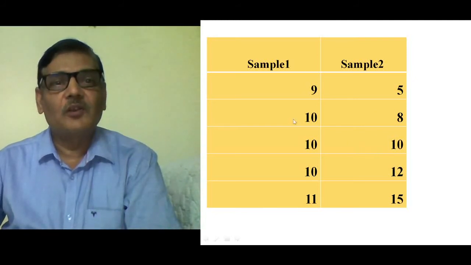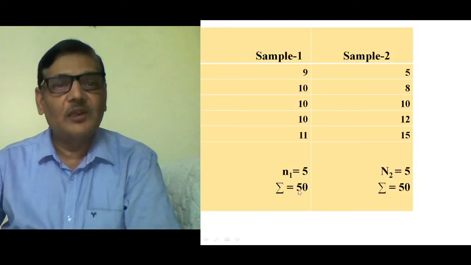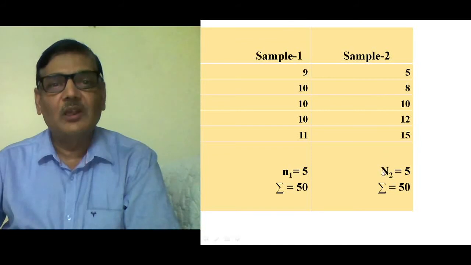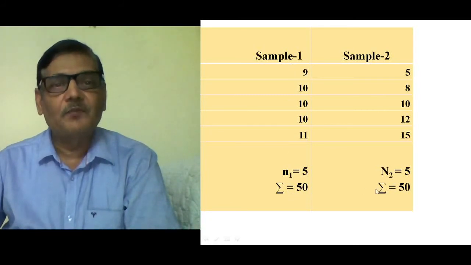observations. So we want to see whether the two samples have equal variance, and for this we actually calculate the mean values. So here n1 is 5. In the case of sample 2, n2 is also equal to 5, and the total of all these 5 cases has come to 50. Here also in the second sample it is 50. So 50 divided by 5 will come to 10. It means both samples have a mean value of 10.